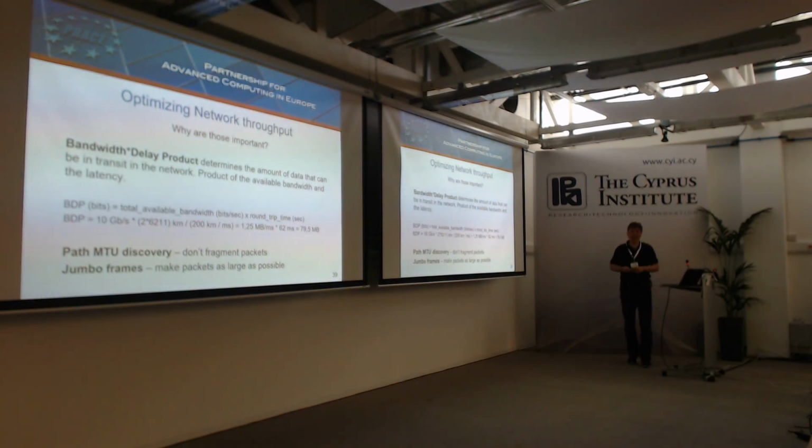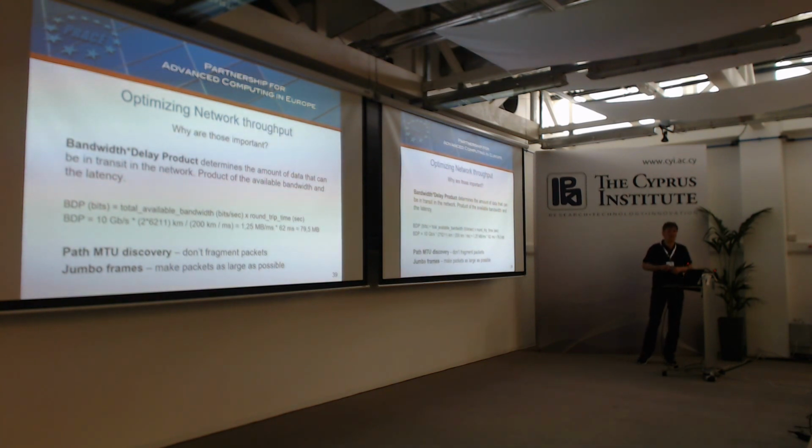So why are those important? Especially the bandwidth delay product is one of the reasons. It determines the amount of data that can be in transit in the network, a product of the available bandwidth and the latency. Here's an example. If you want to communicate from Frankfurt to, I think it was the US, it's 6,211 kilometers, and if you know a signal within a wavelength can transit 200 kilometers within one millisecond.